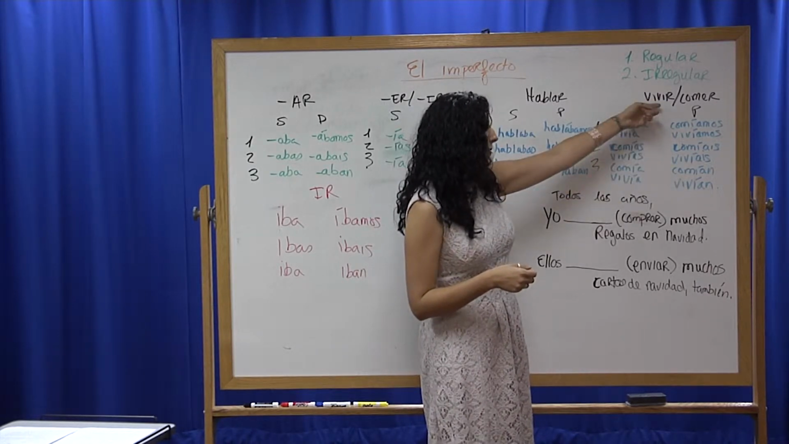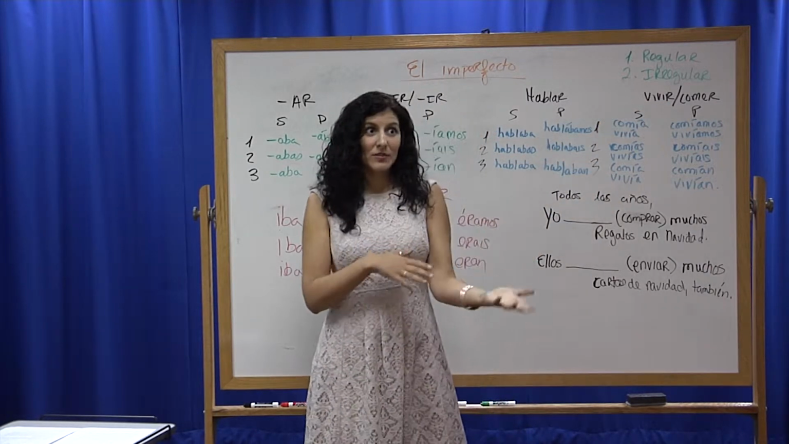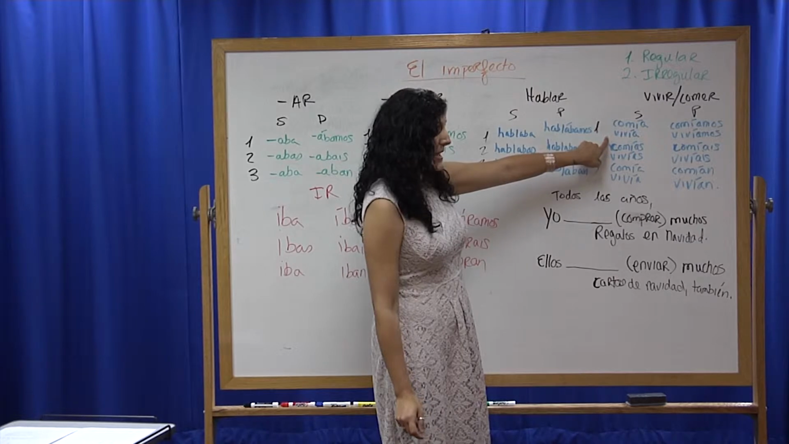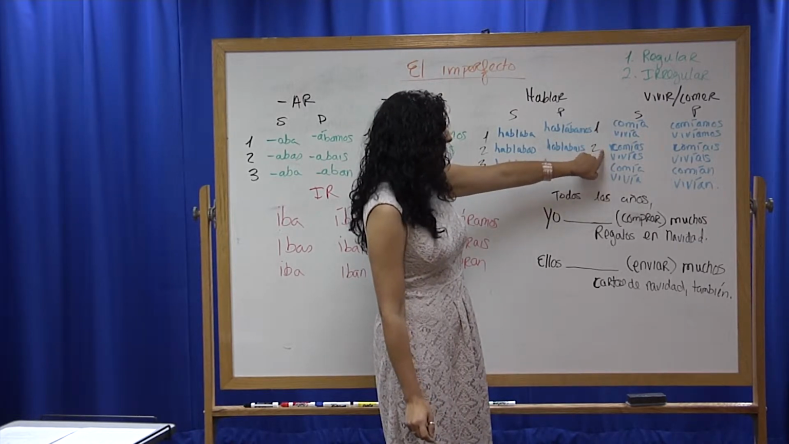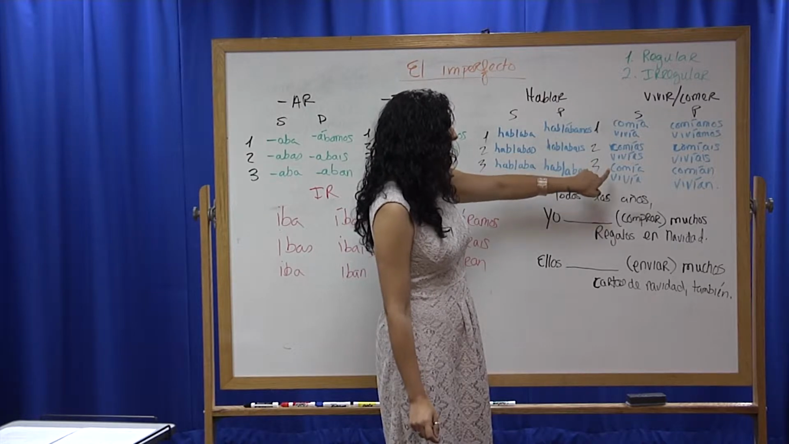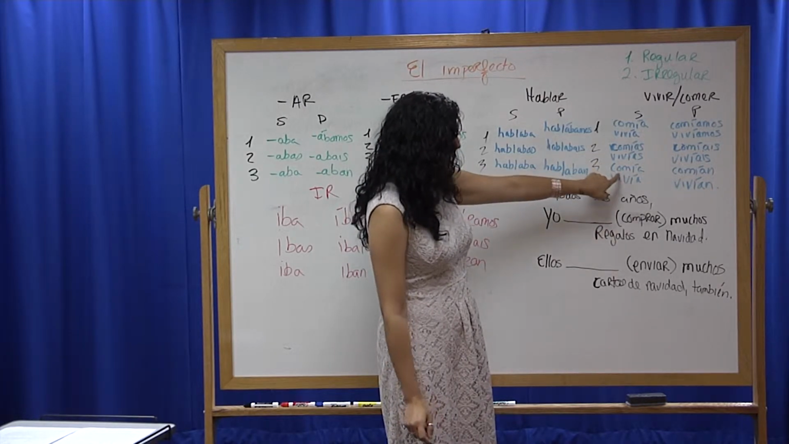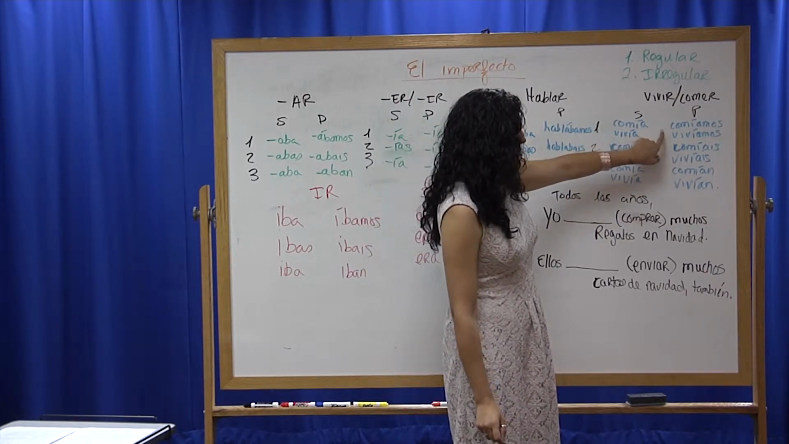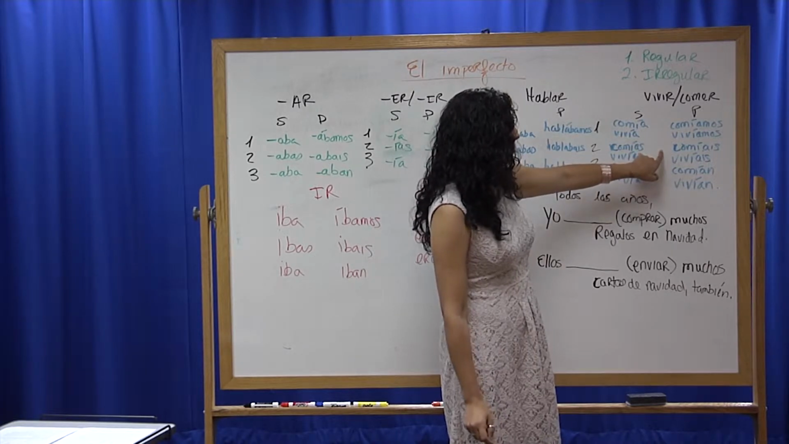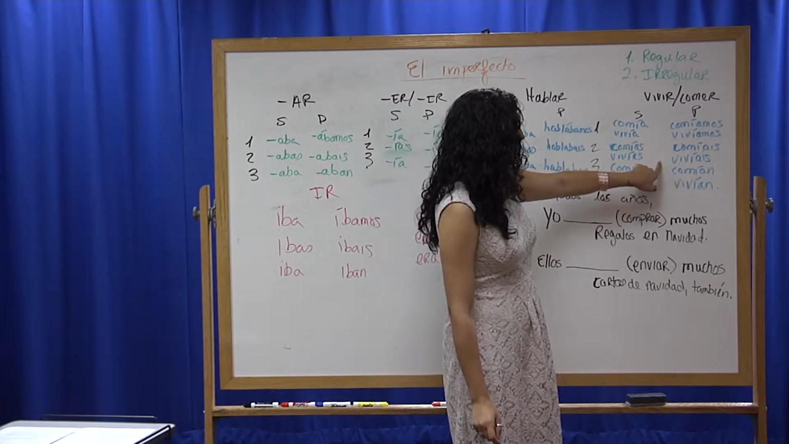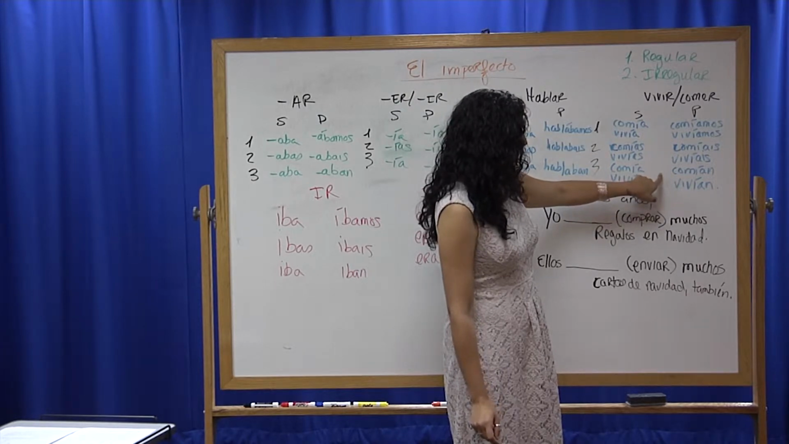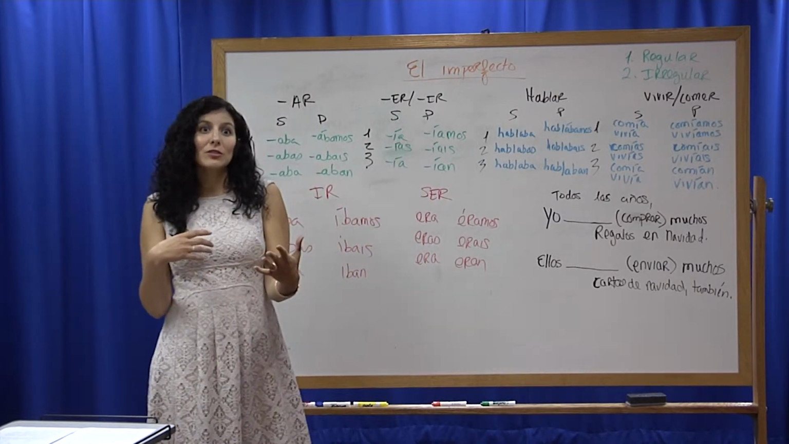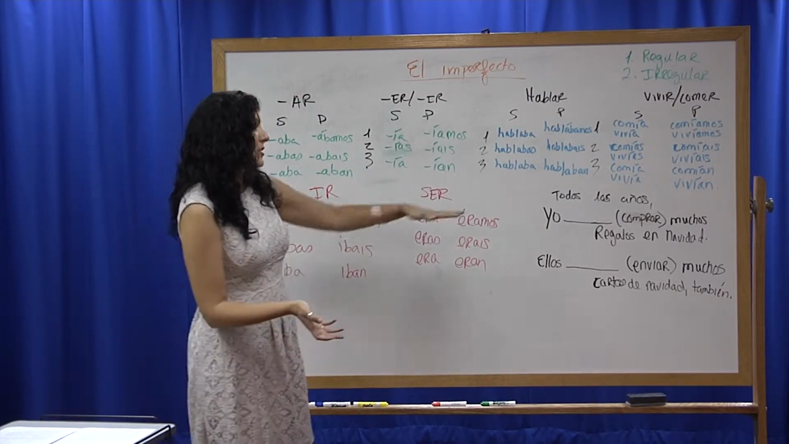So let's look at a different one. I have 2 examples: comer and vivir. So we have an ER and an IR verb. It would be yo comía or yo vivía, tú comías, tú vivías, él, ella, usted comía, vivía. Here we have nosotros comíamos, nosotros vivíamos, vosotros comíais, vosotros vivíais, ellos, ellas, ustedes comían, vivían. Those are some examples of how to conjugate ER and IR as opposed to conjugating an AR verb.